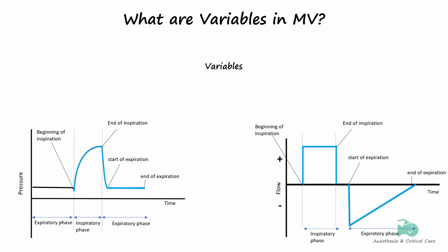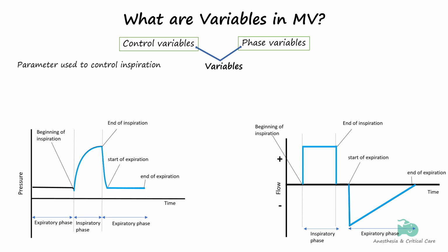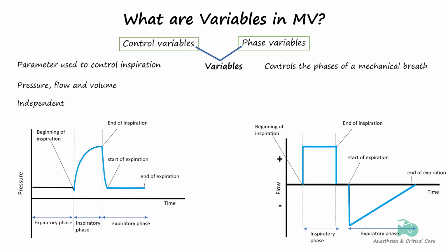Now let's get back to the variables. There are two kinds of variables, control variables and phase variables. The control variable is the parameter which the ventilator uses as the feedback signal for controlling inspiration. Pressure, flow and volume are all possible control variables, but conventionally only pressure and volume are used. Control variables in mechanical ventilation are independent parameters which are targeted by the ventilator mechanism, and upon which all other variables are dependent. Phase variables in mechanical ventilation are parameters which control the phases of a mechanical breath, that is, starting and ending inspiration and expiration.